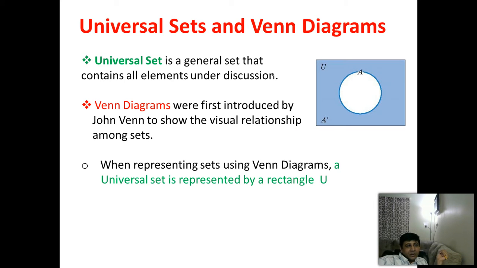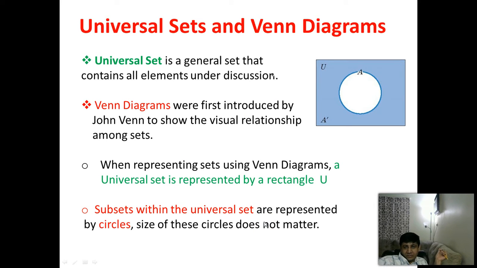Now, subsets in any Venn diagram within a universal set are represented by circles. For example, this circle A is a subset of the universal set. Another thing to remember is the size. The size of these circles does not matter, big or small, circular or oval shaped. It does not matter as long as it conveys the message you're trying to convey. It will work fine. So this is a basic thing about a Venn diagram here.